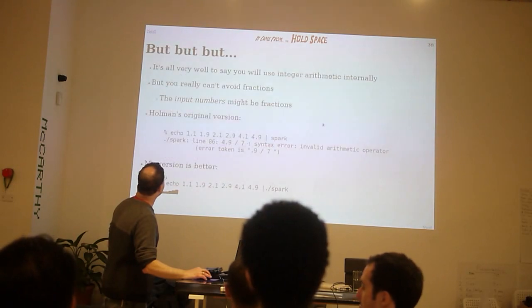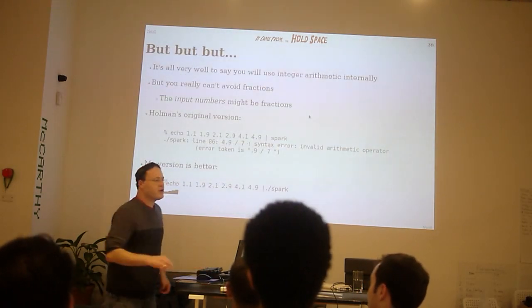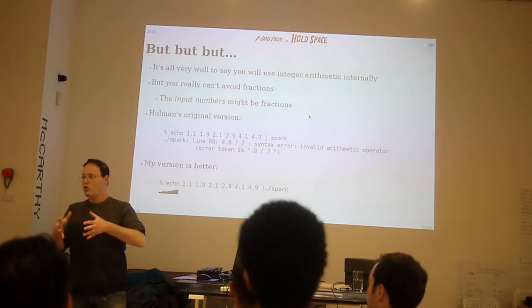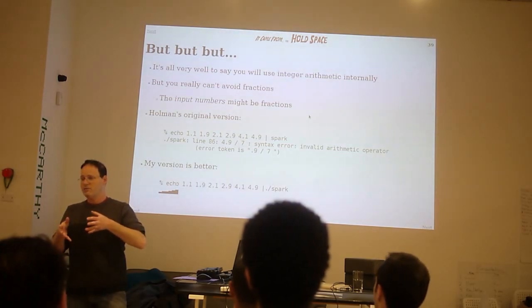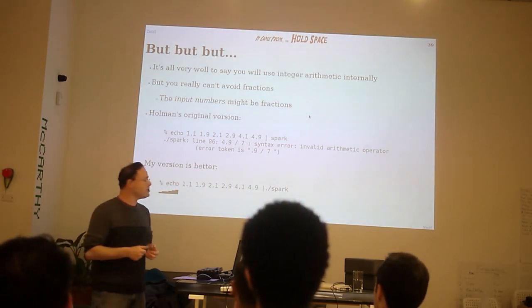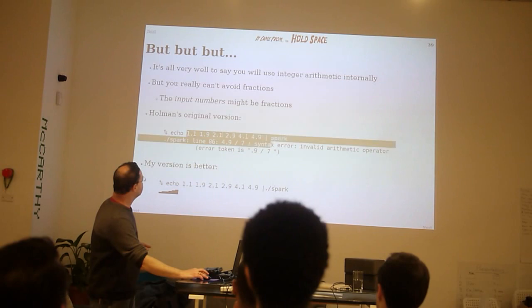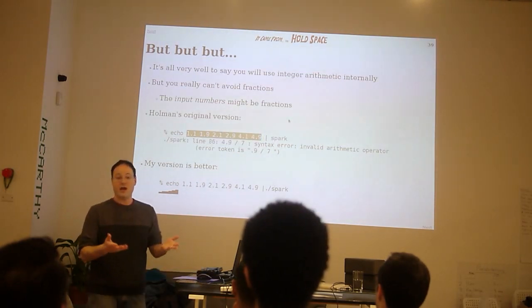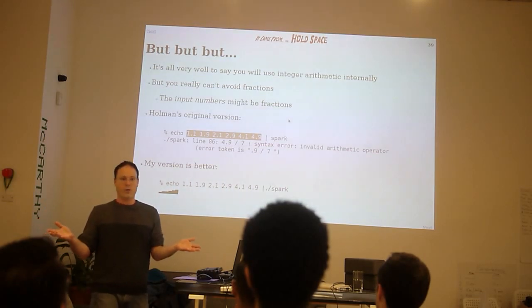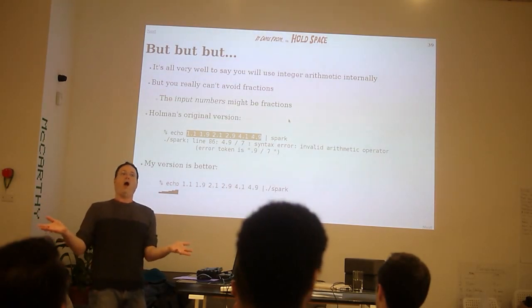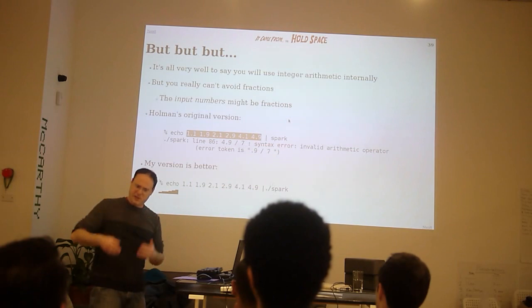Okay, well, maybe we can use integer arithmetic internally somehow. Actually, it turned out you really have to deal with the fractions, because the input to this thing might be fractions. In the original version of Spark, if you ran this, it would die. It says, I can't even understand these numbers. 4.9? What is 4.9? Is that even a digit? I don't think that's a digit.